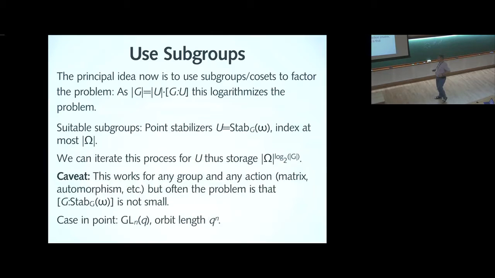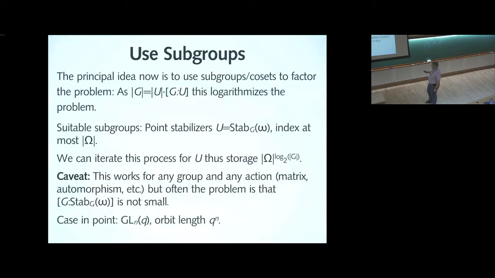Well, if we have a group of permutations, we have ready-made subgroups, namely point stabilizers. And why are they nice? Because their index can't be too large. If we're acting on a domain omega, the index of the point stabilizer of one point can be at most the size of omega. So if we have a group acting on 1,000 points, we know the point stabilizer will have at most index 1,000. It can't have index 20 million.